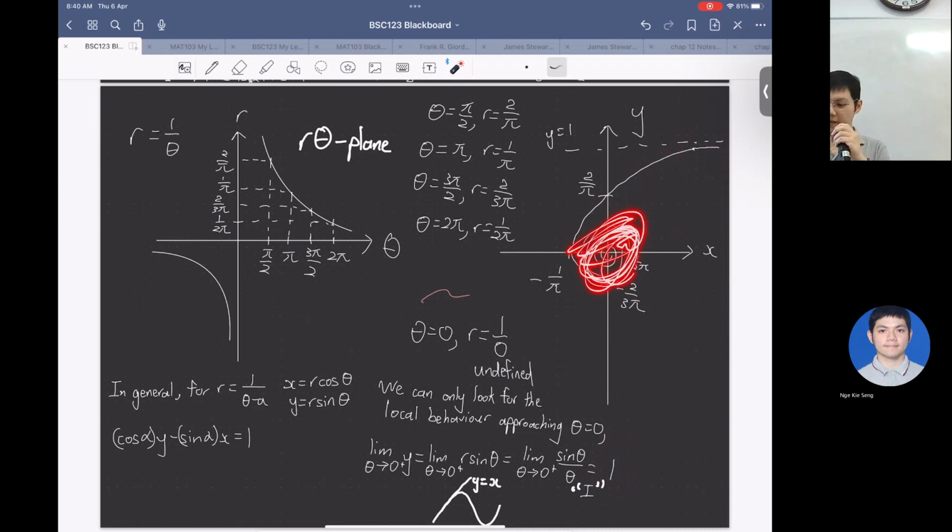Now we look at this spiral. You can see that when the angle keeps increasing, the radius keeps decreasing. Increase, decrease, and you keep going on this endlessly. That means it infinitely spirals into the origin and never stops. You can think of the water flow inside the sink.